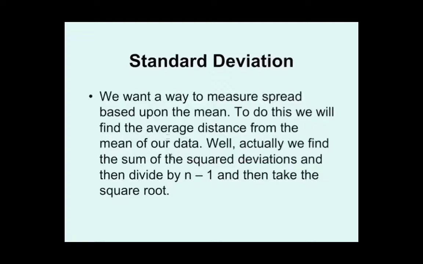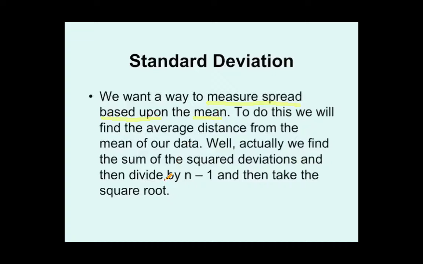So notice in the previous work that we did, we worked with the interquartile range, which was a measurement of spread based upon the median. Now what we do want is a measurement of spread based upon the mean. So to do this, what we're going to do is average the distances from the mean of our data. In other words, we're going to find all the deviations from the mean, which will be the distances. They're positive and negative numbers, so that's why they're deviations, but they're basically the distance. And we'll average that deviation from the mean.